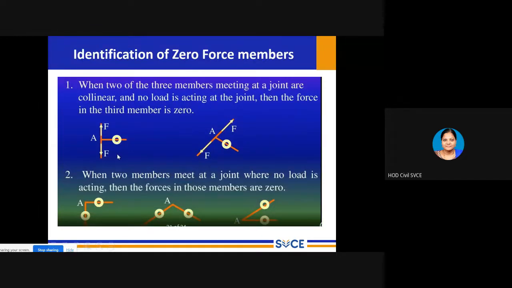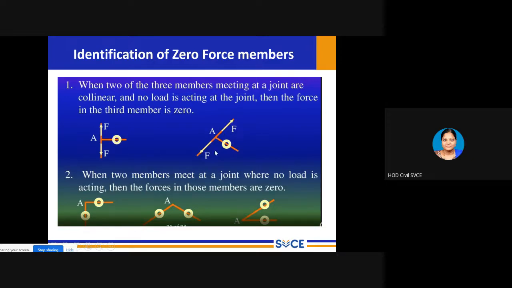Okay, so the first case: when two of the three members meeting at a joint are collinear. Here, this is the joint A. We have three members, right? This one is a member, this is another member, this is another member. Let me explain this. So two members are collinear, and there is no load acting at the joint. In that case, the force in the third member will be zero. So this member force will be zero. That is one of the rules.